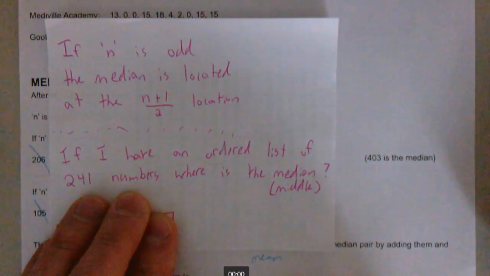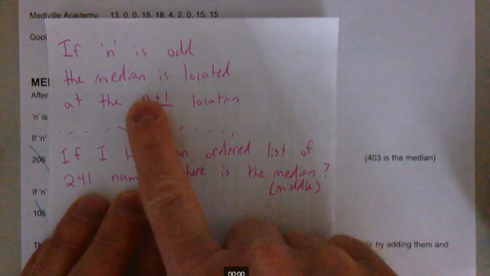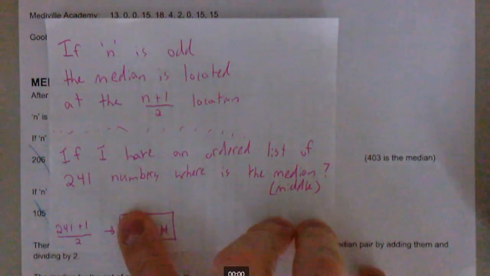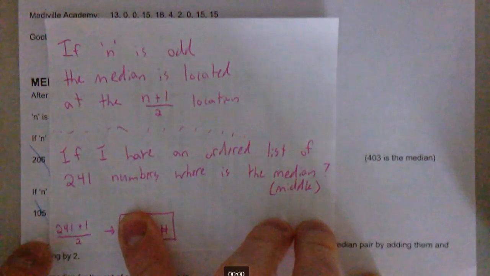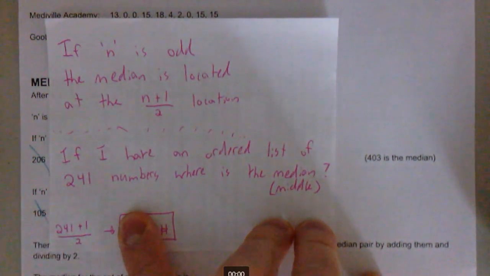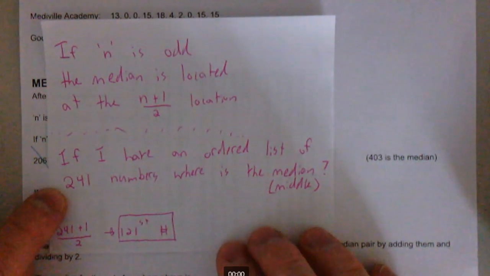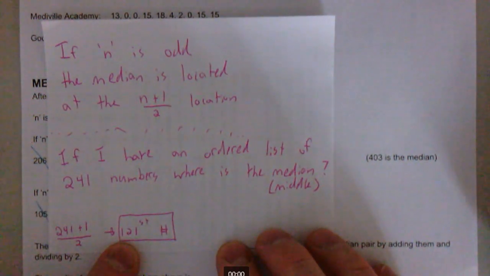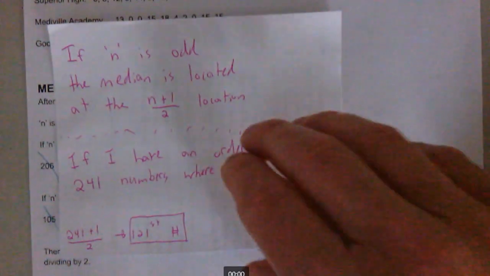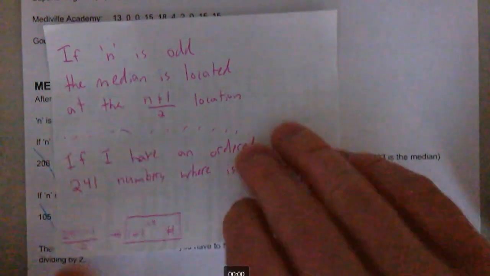Now, this answer I'm about to give you is not the actual median. It's where you can find it. It's the location of the median. 241 is the number of numbers, so I would do 241 plus 1 divided by 2. 242 divided by 2, and it would be the 121st number. So on my list of 241 numbers, I would go find where the 121st number is, and whatever number that is, is the median. Again, this will give me a location, not the actual median.